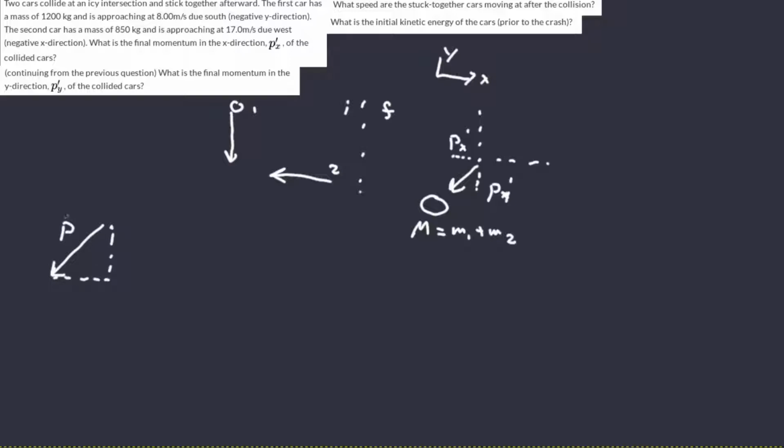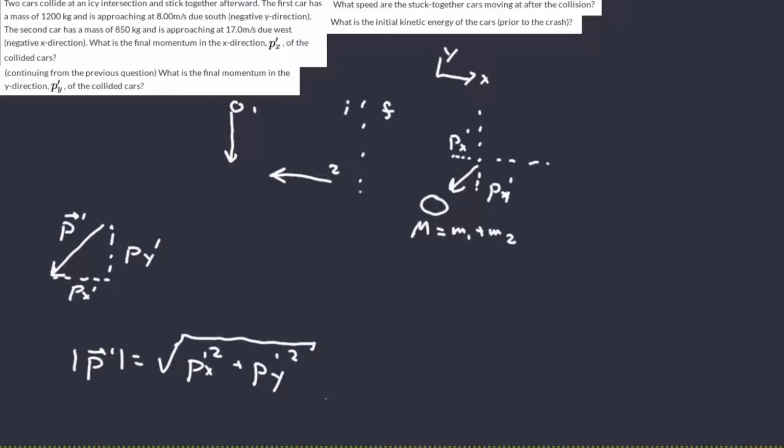This is our p prime vector. This is our py prime, and this is our px prime. So if you haven't realized it yet, we can use the Pythagorean theorem to get the magnitude of our p prime vector, since we know px prime and we know py prime. So the magnitude of p prime is equal to the square root of px prime squared plus py prime squared.